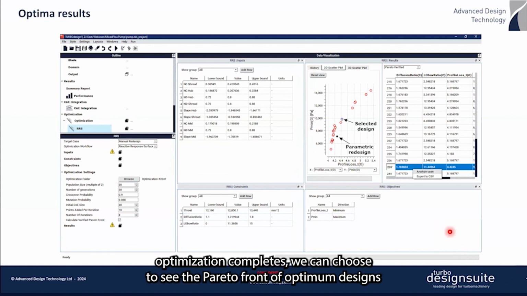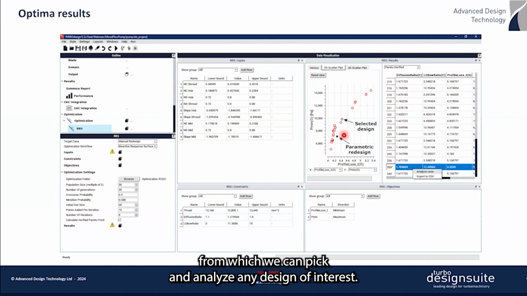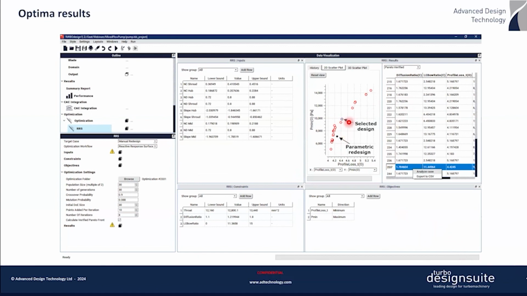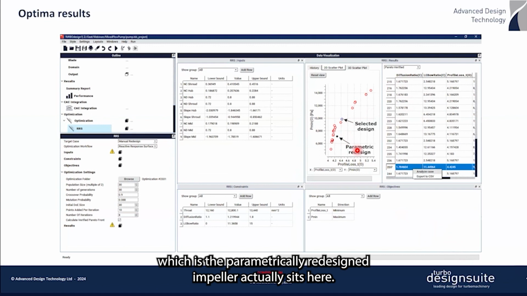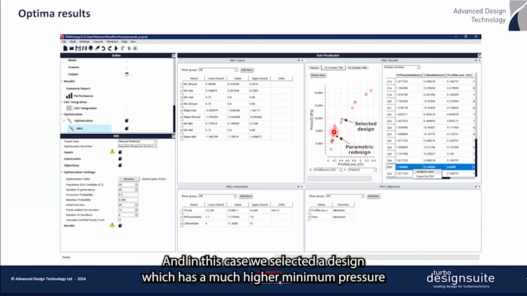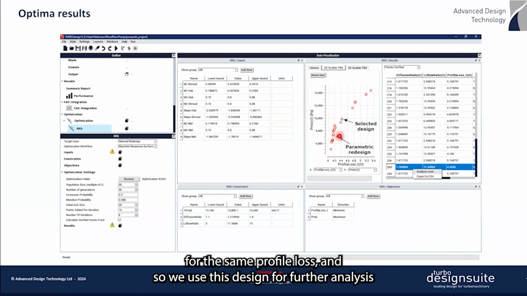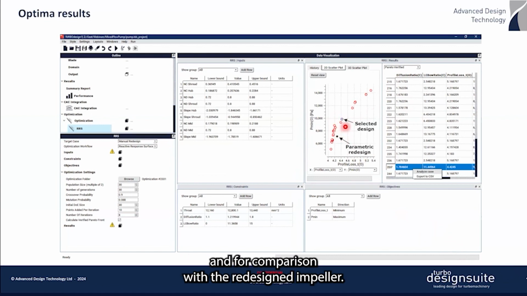And so once the optimization completes, we can choose to see the Pareto front of optimum designs, from which we can pick and analyze any design of interest. And the target case, which was the parametrically redesigned impeller, actually sits here. And in this case, we have selected a design which has a much higher minimum pressure for the same profile loss. And so we use this design for further analysis and for comparison with the redesigned impeller.